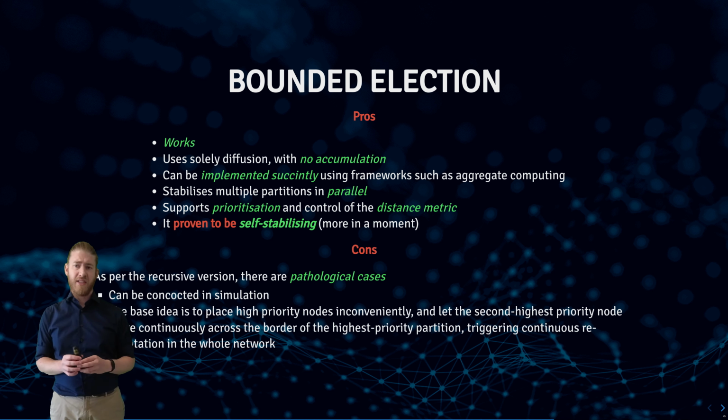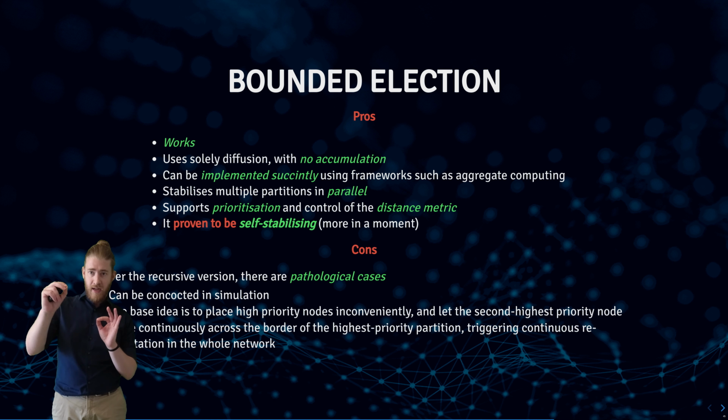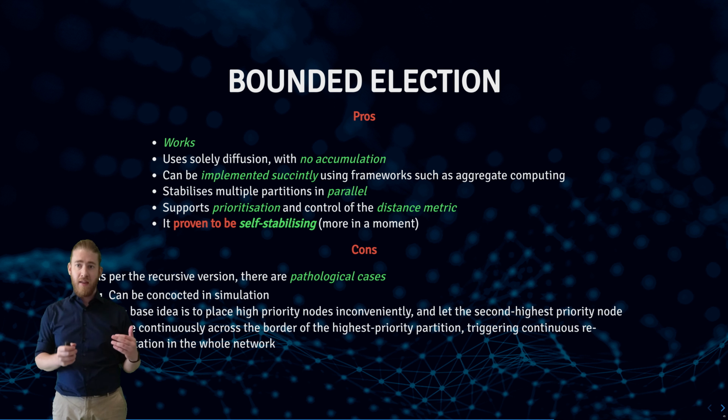And there are pathological cases in which the algorithm works pretty badly due to the enforced prioritization. The best idea to build one such example is to have a very high priority node that moves in and out of the border of the highest priority partition. And if nodes are sufficiently inconveniently located, it may cause a continuous readjustment of the partitions network-wide.